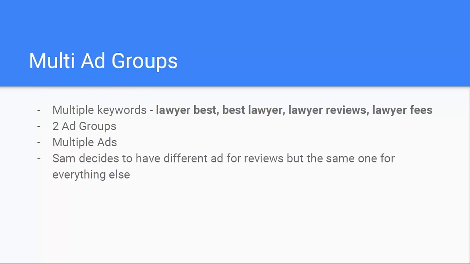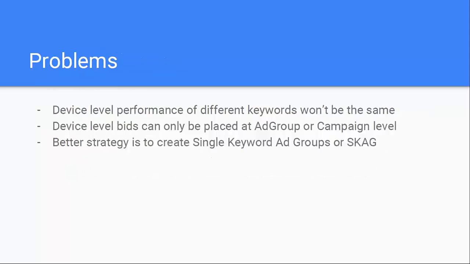Even this particular structure is not the best at all. So let's see what the problems are that this structure has. One highly overlooked thing is the device level performance of different keywords, and the device level performance of different keywords might vary a lot. So one keyword can have a conversion ratio of 5% in mobile, and another keyword can have a conversion ratio of 10% in mobile.